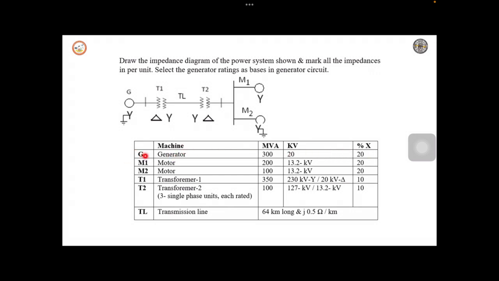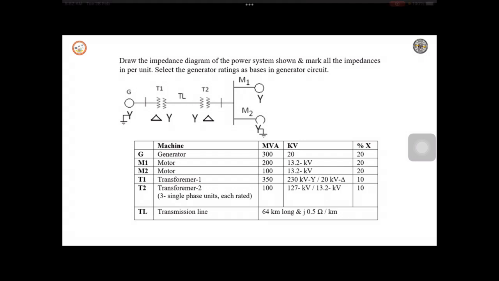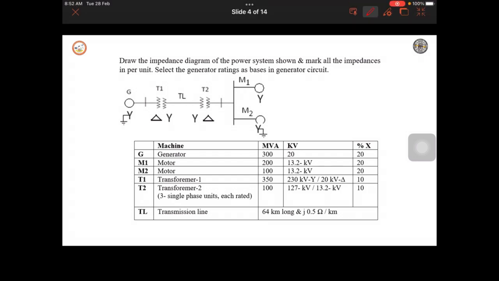Example, if you consider the generator, it is 300 MVA and 20 kV, and the subtransient reactance is given as 20. So like this, all the component details are given. In this problem, it is required to find the reactance diagram from the impedance diagram, and also we have to mark the impedance values in the impedance diagram. First, I will teach you how to write the reactance diagram or the impedance diagram for a given power system.